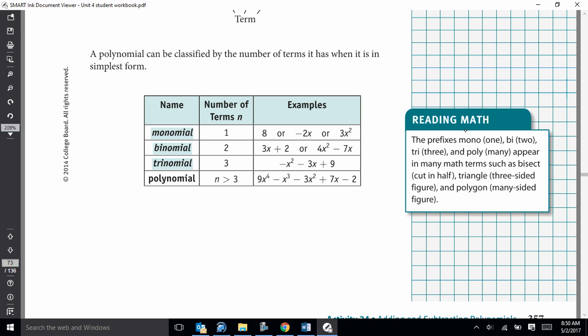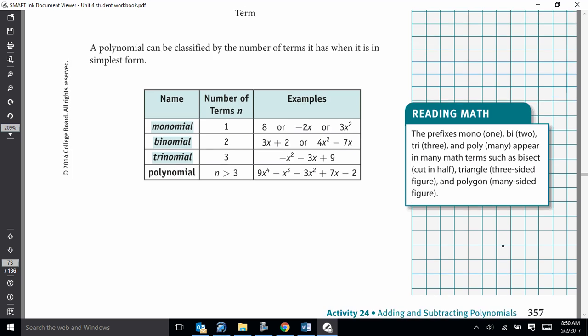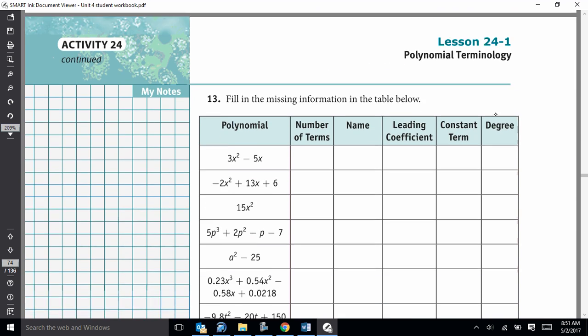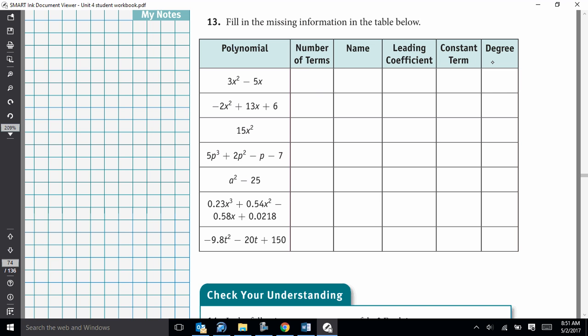All right, so questions on that? All right, so number 2, so that's a binomial. What's our leading coefficient? 3. So when we put them in descending order, who's up front? 3. What's our constant term? This one's tricky, think about it. Our constant term, that's our final number. So then what's 0? This is plus 0, so our constant term is 0.